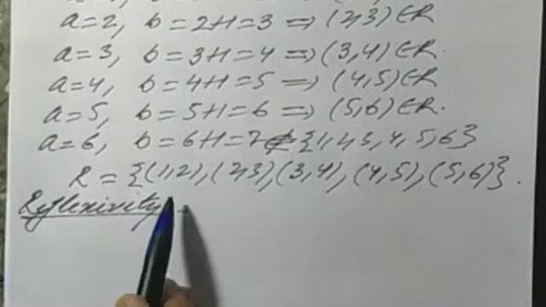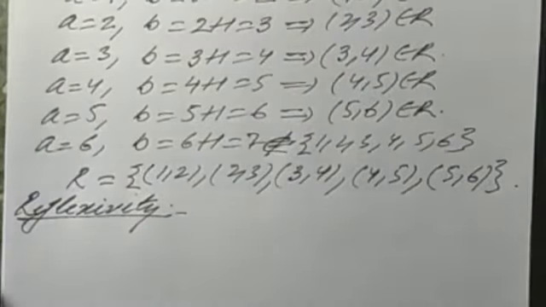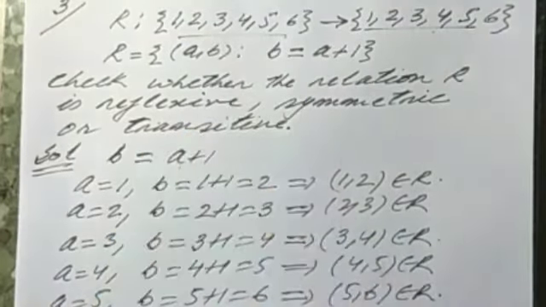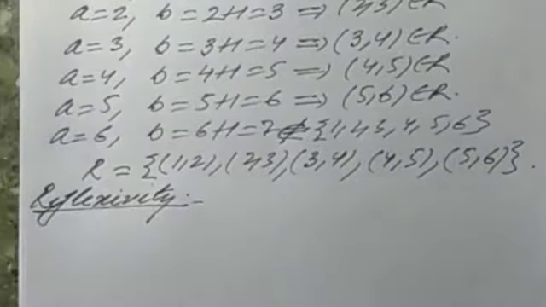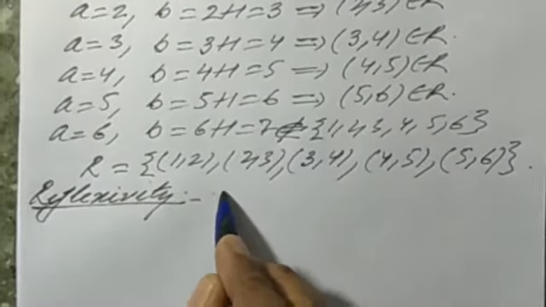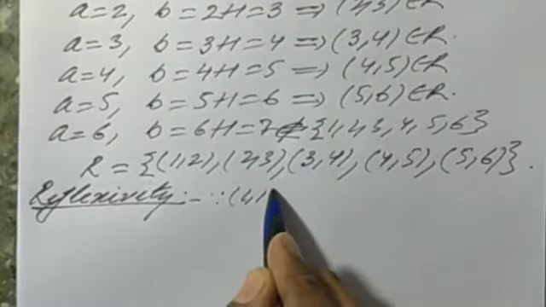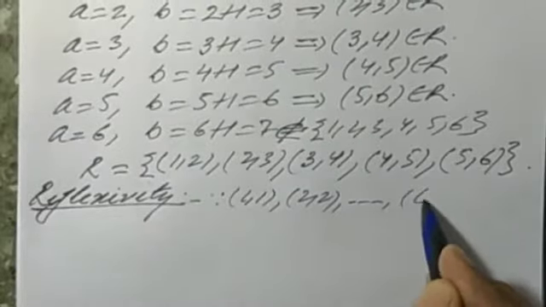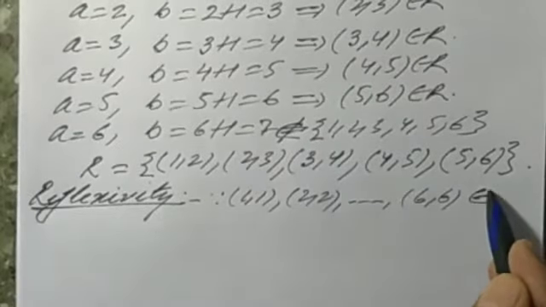As we know, no element of the domain is related to itself. That is, there are no ordered pairs (1, 1), (2, 2), (3, 3), (4, 4), (5, 5), (6, 6) in the relation. So it is not reflexive, since (1, 1), (2, 2), and so on to (6, 6) do not belong to R.